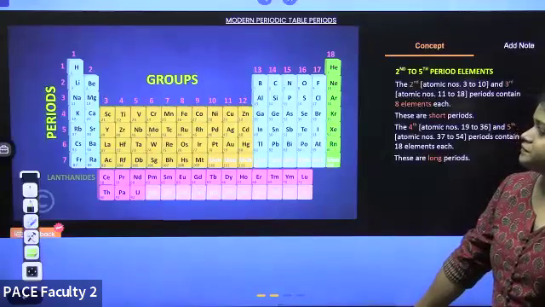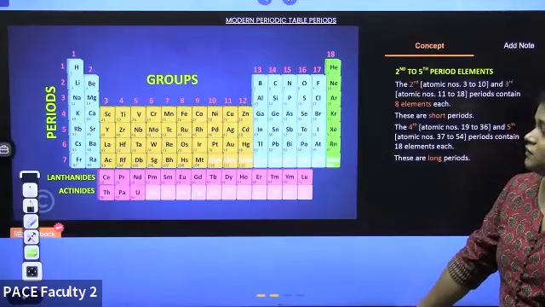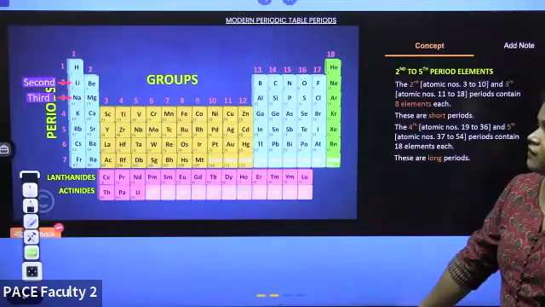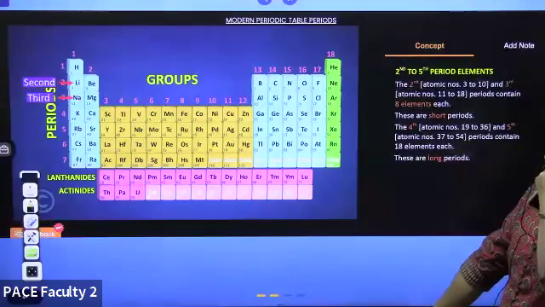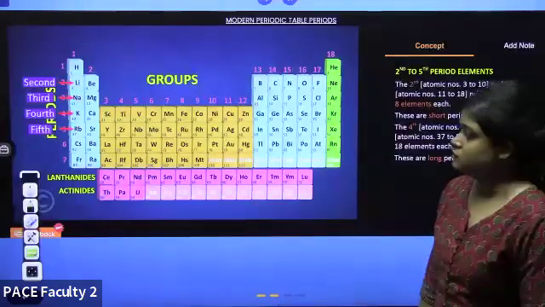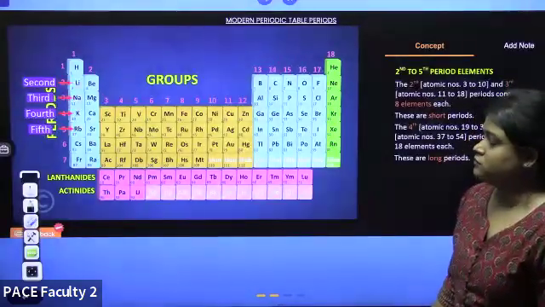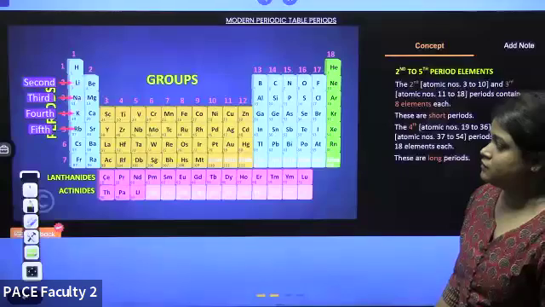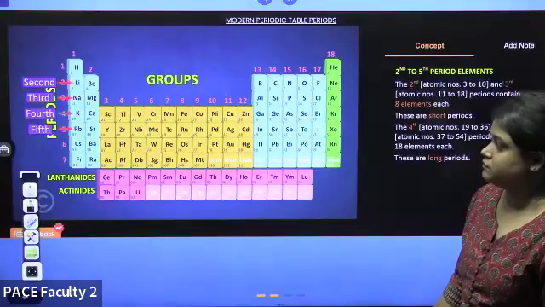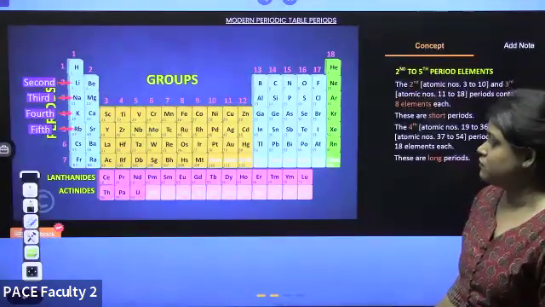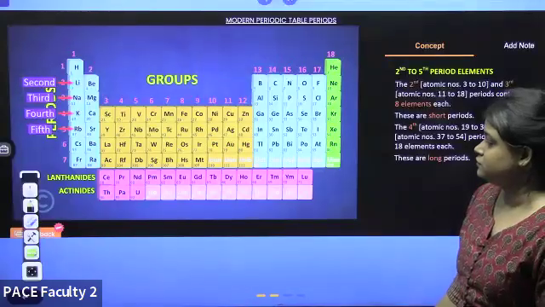Second and third periods contain 8 elements each, atomic numbers 3 to 10 in the second and atomic numbers 11 to 18 in the third period. These are short periods. The fourth and fifth periods contain 18 elements each, atomic numbers 19 to 36 in the fourth and atomic numbers 37 to 54 in the fifth period. These are long periods.